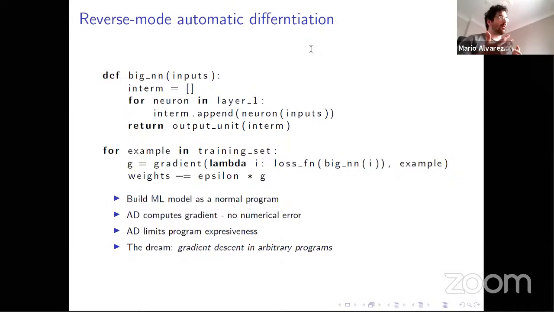Ultimately, the dream is to do away with neural networks entirely and just tell people, write a program with a bunch of parameters. Whatever it is, we will be able to do gradient descent on it. That's the dream of differentiable programming. It turns out that this is very hard because differentiating stuff like control flow and mutability turns out to be really, really hard. Like, what is the derivative of an assignment? Questions like that stop making sense very quickly.